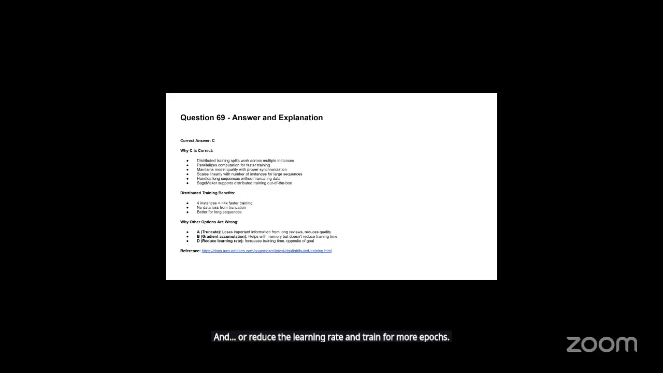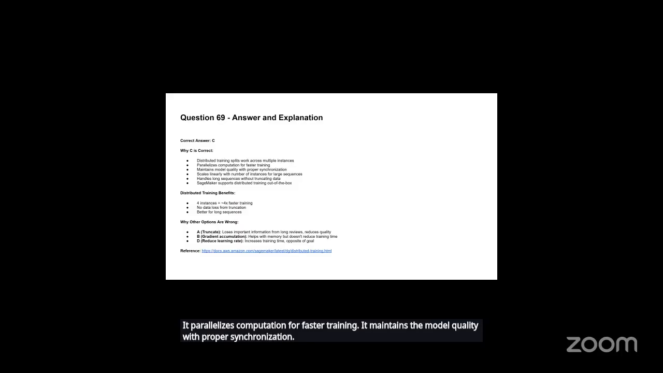C. So distributed training splits the work across multiple instances. It parallelizes computation for faster training. It maintains the model quality with proper synchronization. It scales linearly with the number of instances for large sequences, and it handles long sequences without truncating data. SageMaker supports distributed training out of the box.